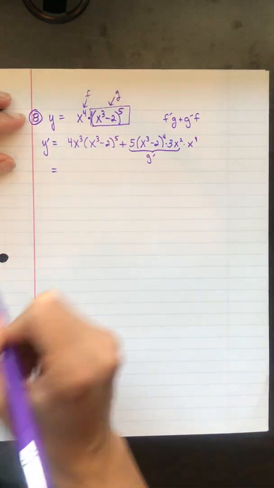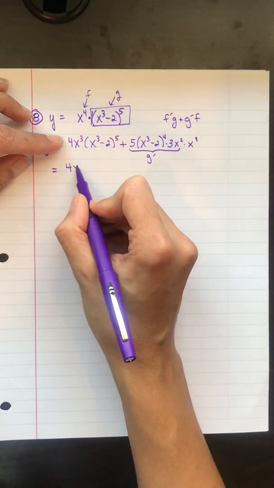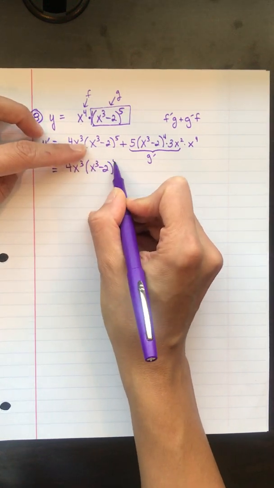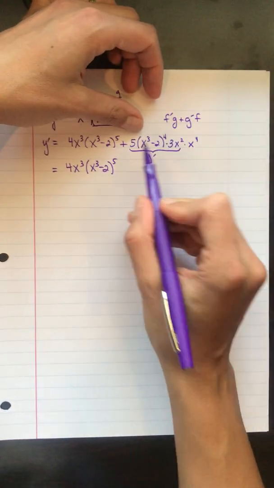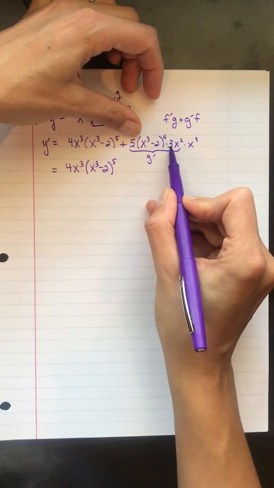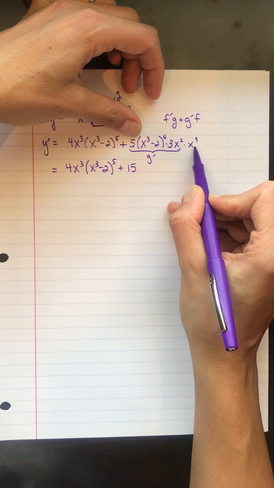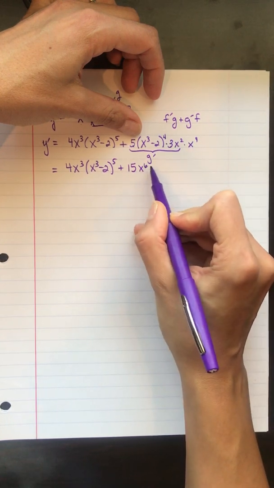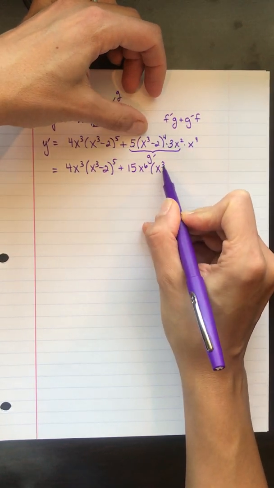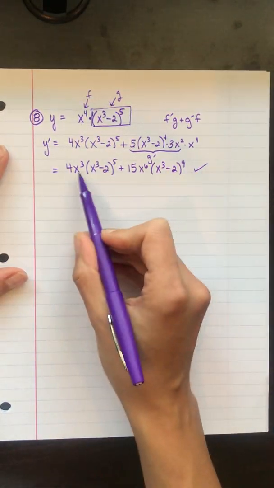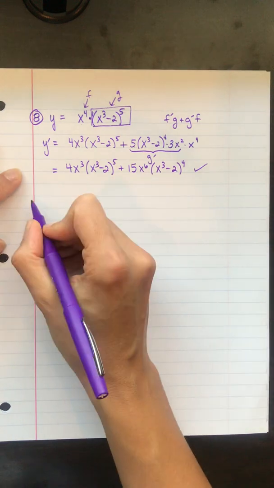Clean it up and move on. So 4x to the third, parentheses, x to the third minus 2 to the fifth. Over here I've got 15 x to the second times x to the fourth is x to the sixth, parentheses, x cubed minus 2 to the fourth. Done. You can just leave it here. It is factorable, but we're not going to worry about it.